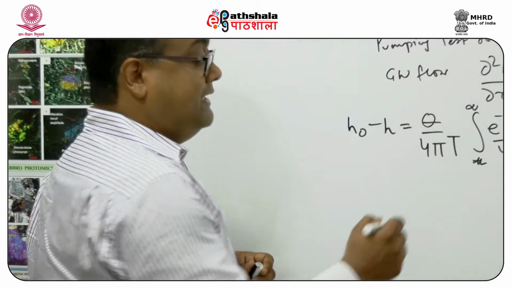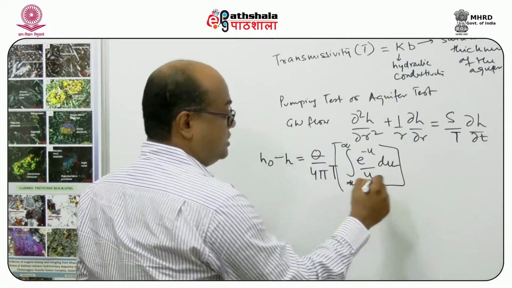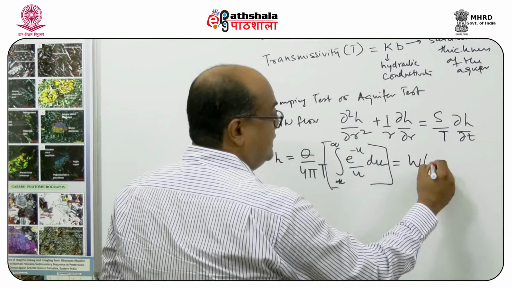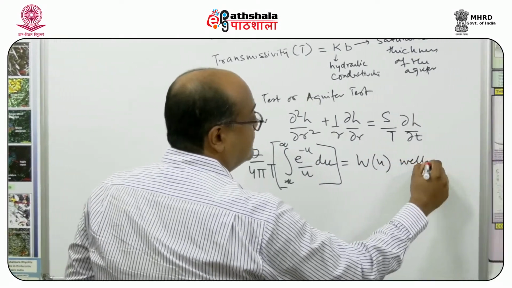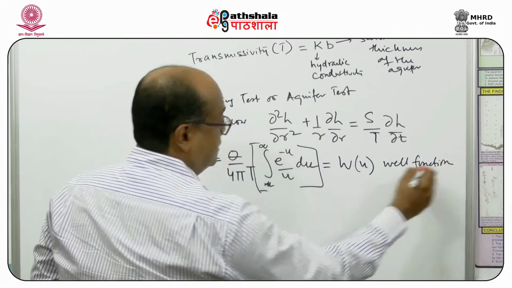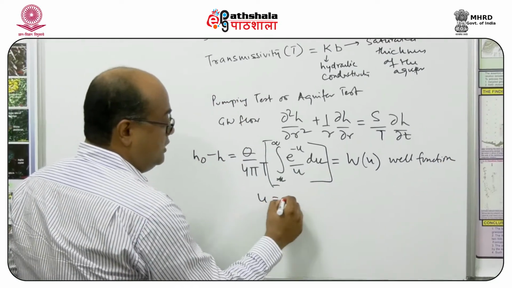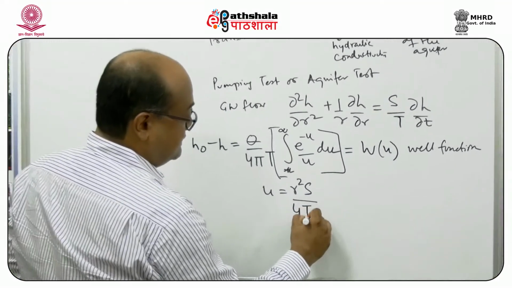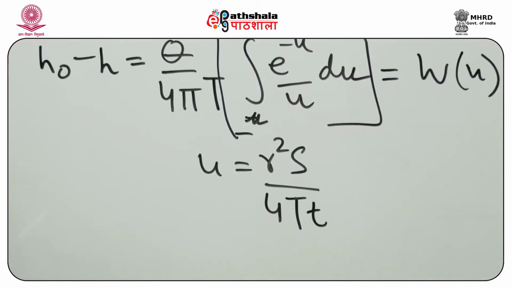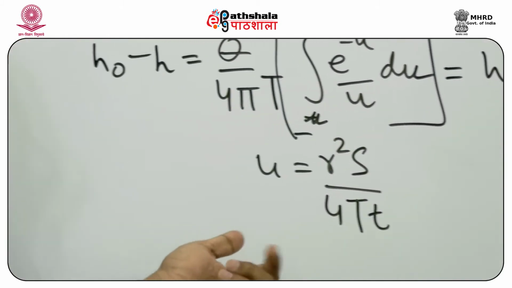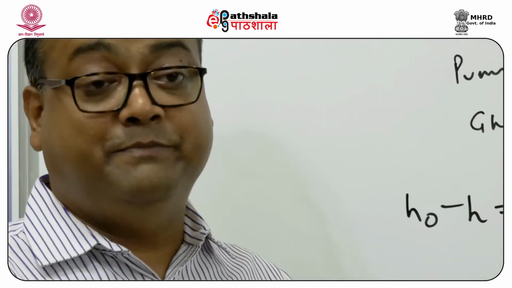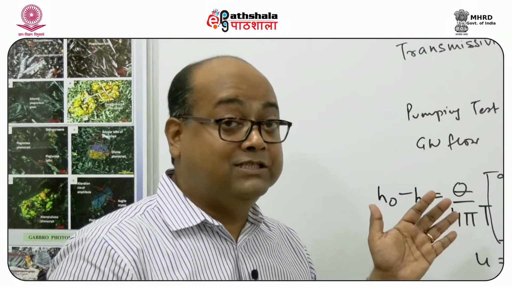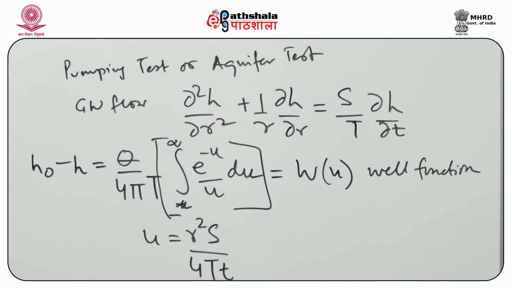Now, this integral part of the equation is represented by W(u), which is also known as the well function. Now, what is u? u is given by r squared S by 4 T t, where T is the transmissivity, small t is the time, S is the storativity, and r is the distance from the pumping well to the observation well where it is located.